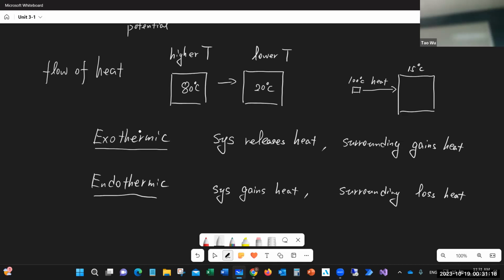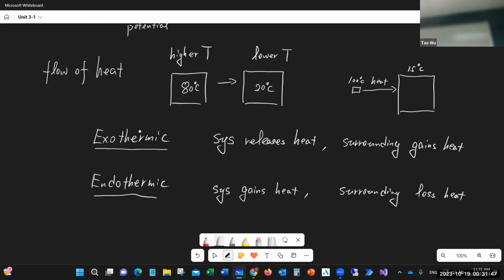For the wood, if you're thinking of the wood as a system, that's going to be exothermic, because you burn the wood and the wood starts releasing the heat, right? Think about it: where is the heat coming from? It's coming from the wood, and the wood is storing quite a lot of energy inside, the potential energy.